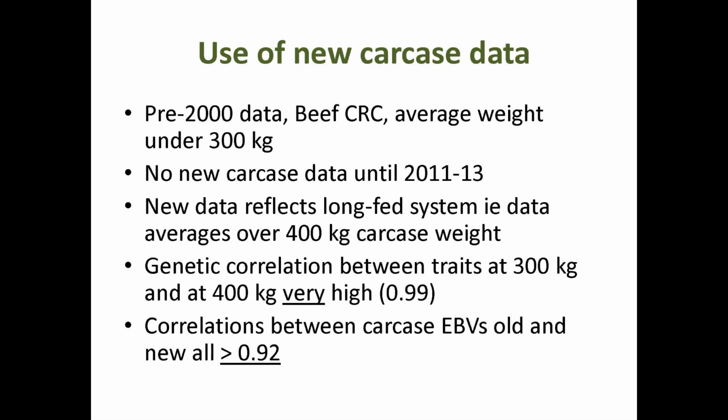And that means that if you pick animals because of their EBV for carcass marbling now, you're not going to be picking animals that will not do the job at 300 kilos. The best marbling genetics based on measurements at 400 is the best marbling genetics for 300 kilo finishing. It's really important to understand that. That's a very, very important estimate, that genetic correlation.